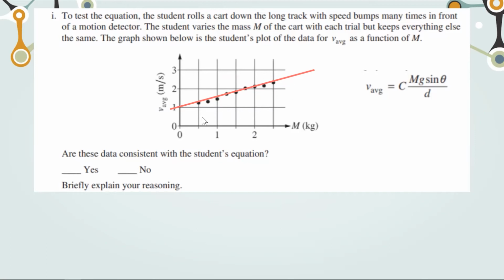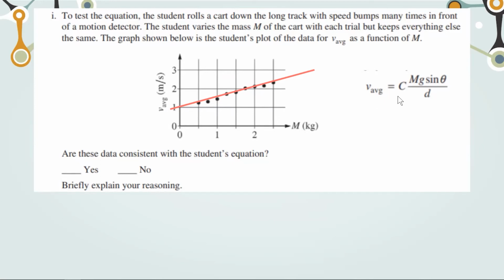But another thing to note on graphs, aside from the slope, would be the y-intercept. The y-intercept means that if m is 0, what is V average? And this is the key for looking at graphs. You look at the slope first and then the y-intercept. The y-intercept here is 1, meaning a mass of 0 has an average velocity of 1.